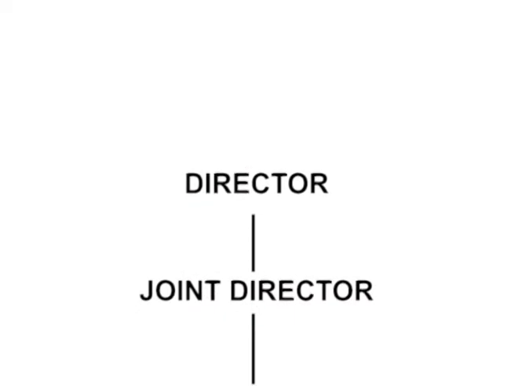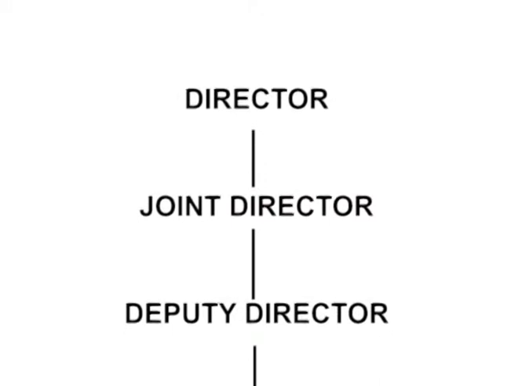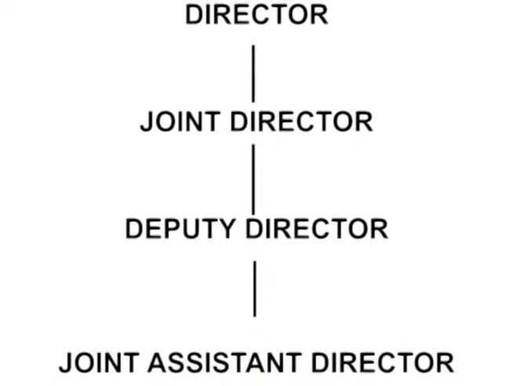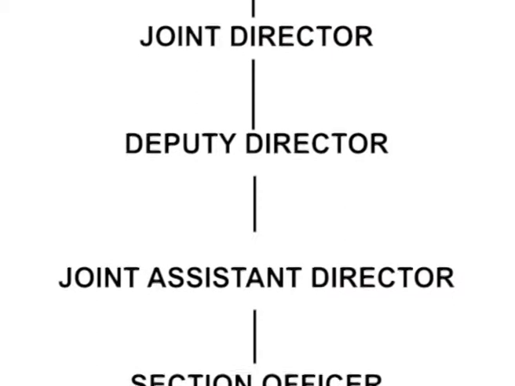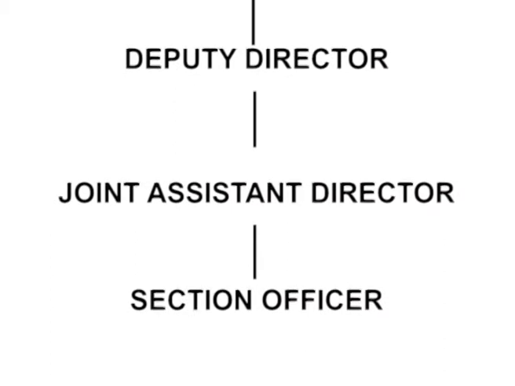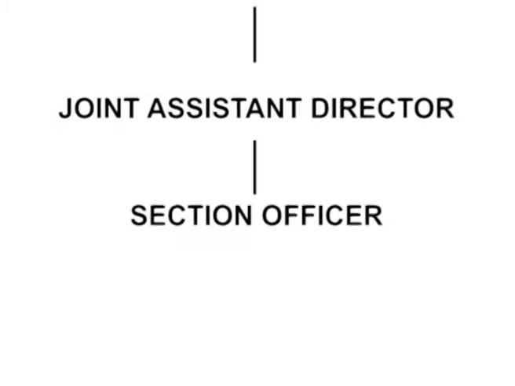Director, Joint Director, Deputy Director, Joint Assistant Director, Section Officer. NCRB is directed by the Director. Joint Directors work under Director and give directions to Deputy Directors. Section Officers of different sections work under the direction of Joint Assistant Directors, which works under the direction of Deputy Director. Junior and senior assistants as well as data processing assistants and data entry operators work under section officers.